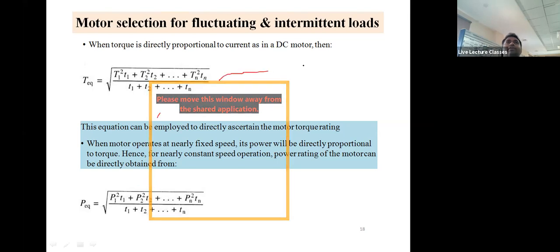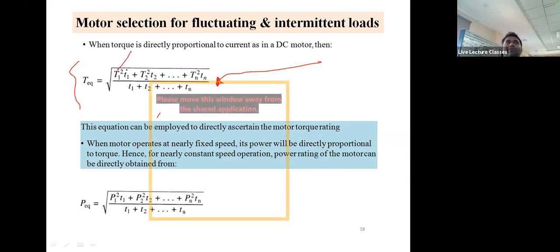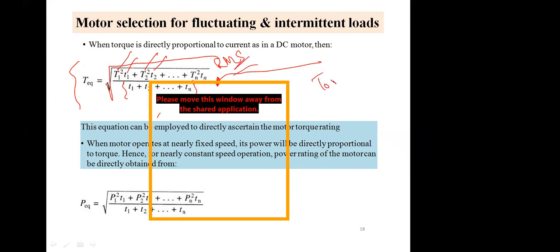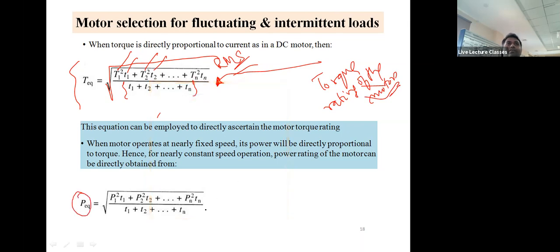And whatever the torque equivalence will be, it comes in the same style, right? So T equivalent equals the square root of T1 squared times the time T1 seconds, plus T2 squared times T2, and so on, finally divided by the total time. So this is the RMS, root mean square, right? This will be the torque rating of the motor. And the same form will give the equivalent power rating of the motor.